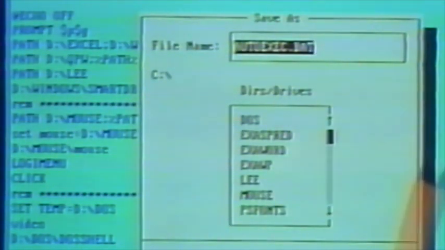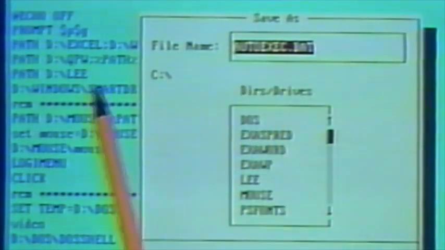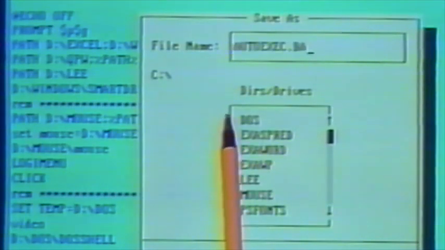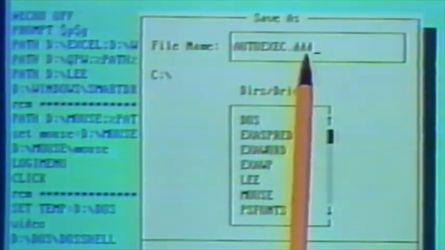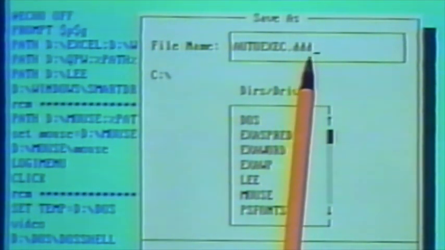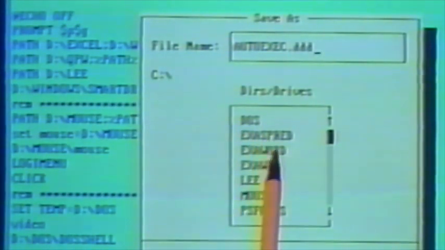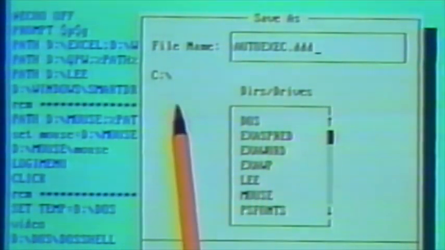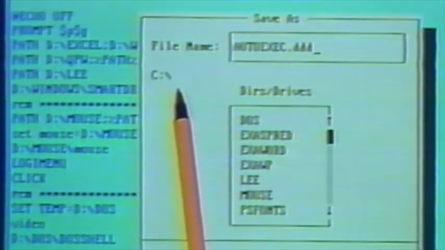And in the save as dialog box, let's change the name to identify this file so we'll be able to remember later on what it is. Let's just put some D's here, 3 D's at the end of this for an extension. And we could change to a different directory or drive even if we wanted to, but let's just keep it in the C drive and the root directory.